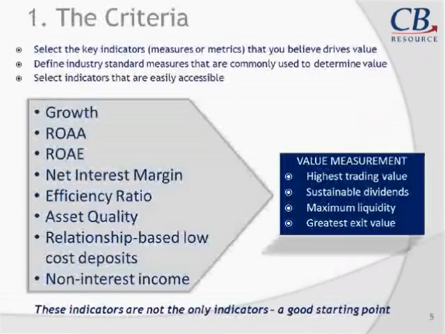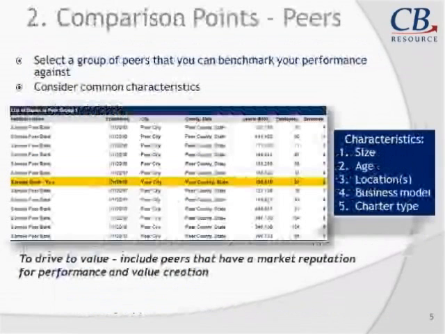The 8 criteria or indicators that we generally recommend are growth, return on average assets, return on equity, net interest margin, efficiency ratio, asset quality, relationship management, relationship-based low-cost deposits, and non-interest income. Because remember, we're talking about value, and the other piece, once you select that criteria, is defining how you measure value, or what is it you're trying to measure. And in most bank cases, it's either trying to drive to the highest trading value, trying to create a sustainable and growing dividend stream, creating maximum liquidity in the bank stock, or in some cases, perhaps even evaluating creating value for the greatest exit value.